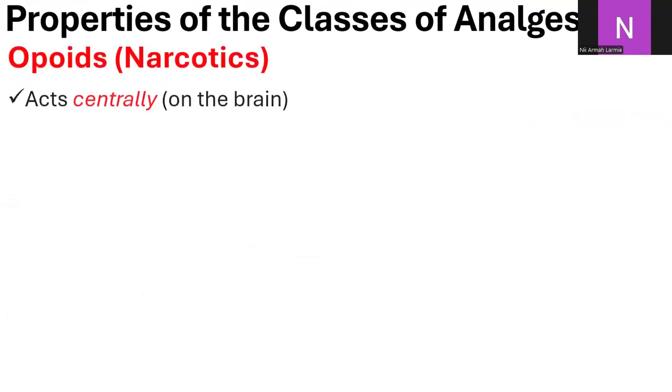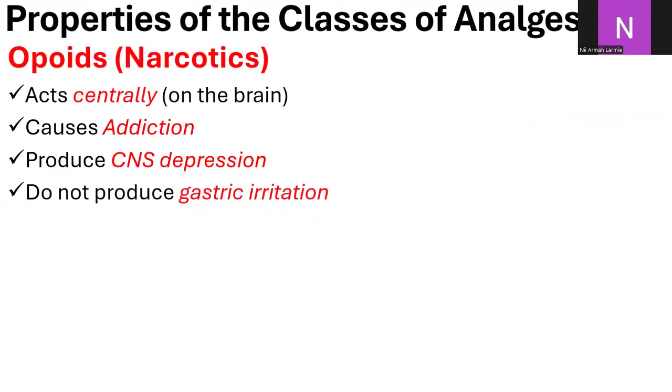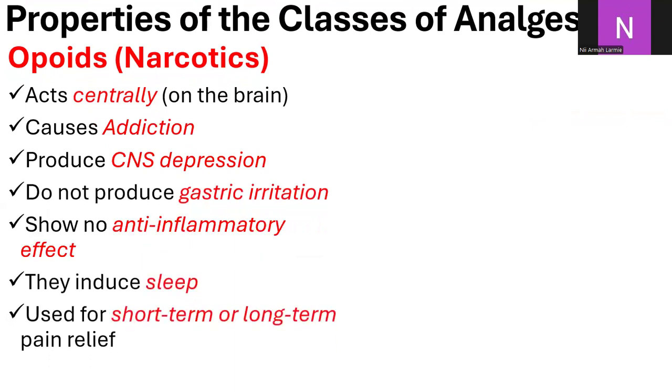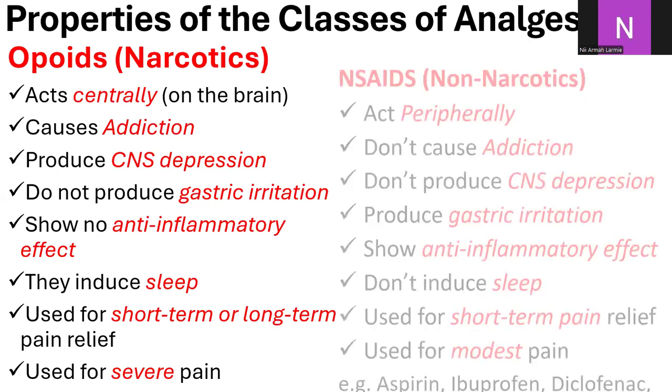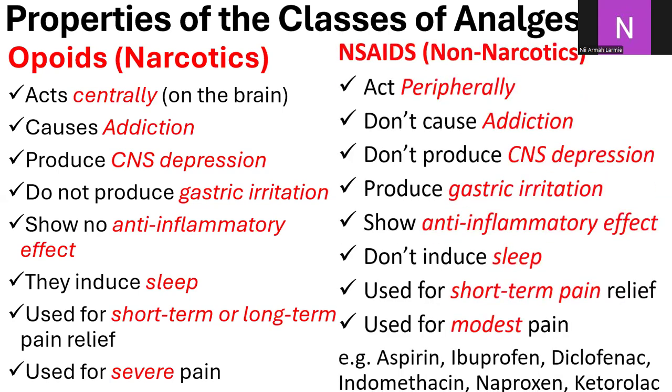Now, here are some common properties that we want to use to distinguish between these two main classes of painkillers. So the first, like we've been talking about, is opioids. Now, note we said opioids are also called narcotics. The idea of narcotic means that they can induce sleep. So opioids do induce sleep, whereas NSAIDs do not induce sleep.